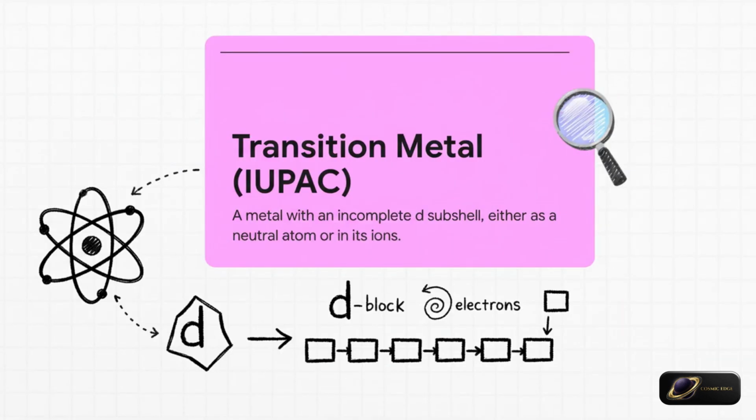But it's not just about where they live on the map. The official scientific definition is way more specific. The powers that be in chemistry say that a true transition metal has to have a partially filled D subshell. And this can be either when it's a neutral atom or when it's become an ion. This one little rule, it's the key to everything.